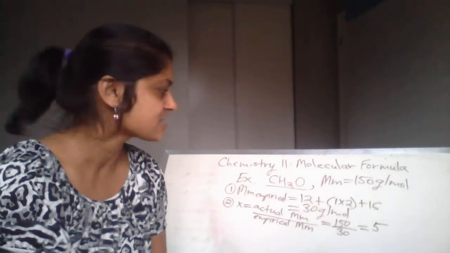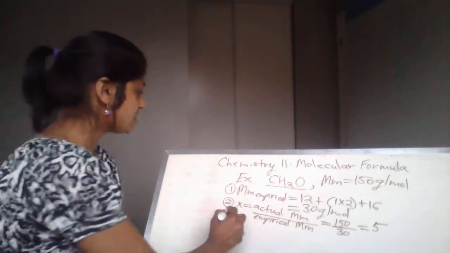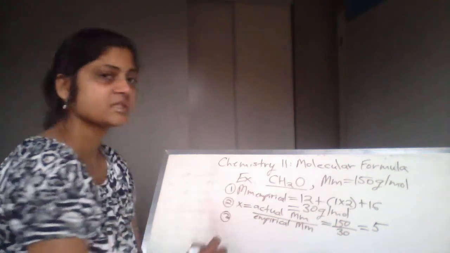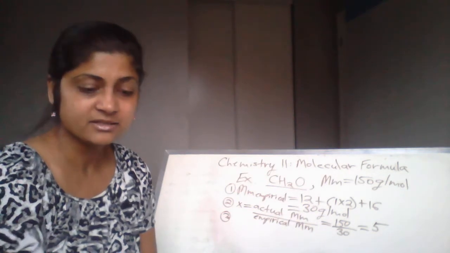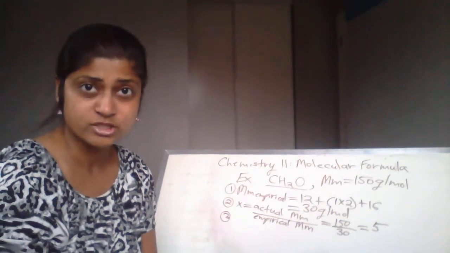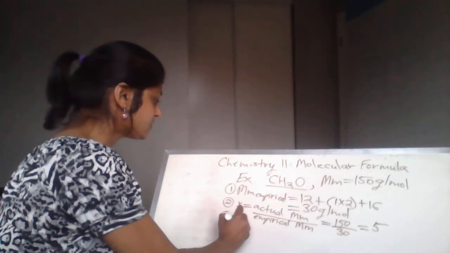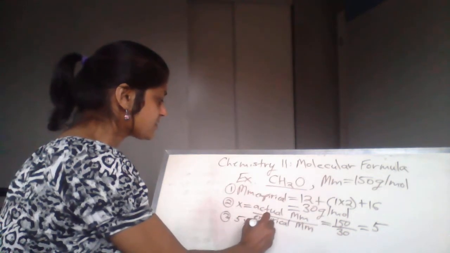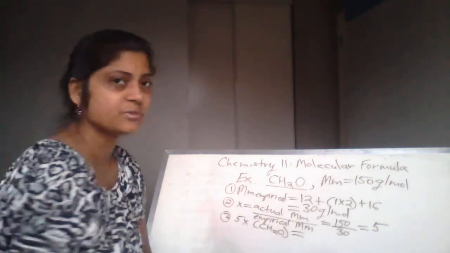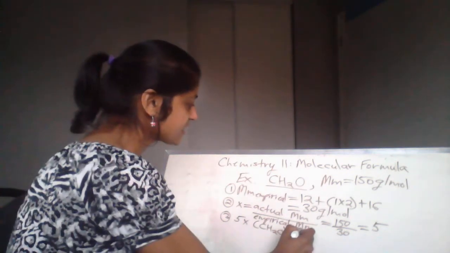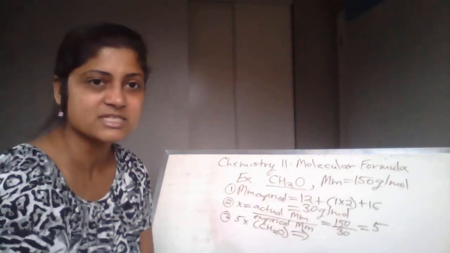In this last step, all you're going to do, so I'm going to write it right here, is take this value of x and times it by the empirical formula given in the question. So look very closely. I'm going to do 5 times, let's put it in brackets, CH2O. And I'm going to put an arrow like this, so you can see it.